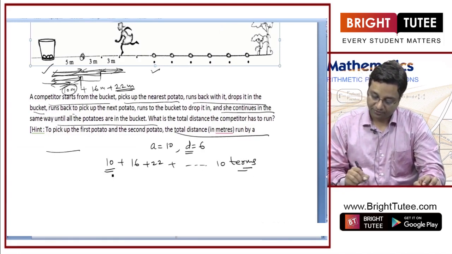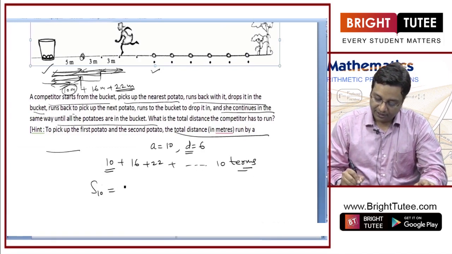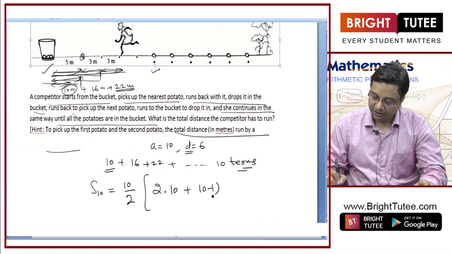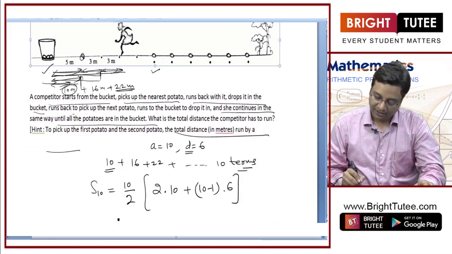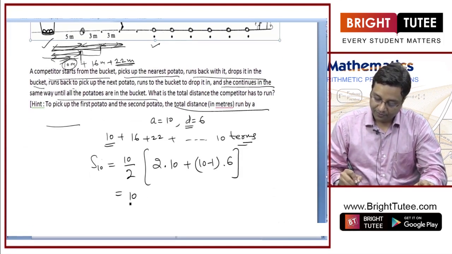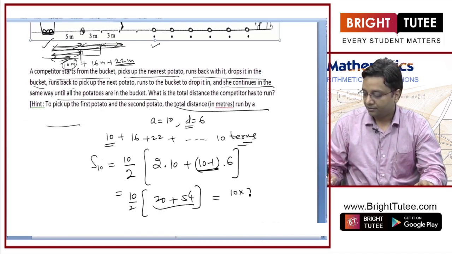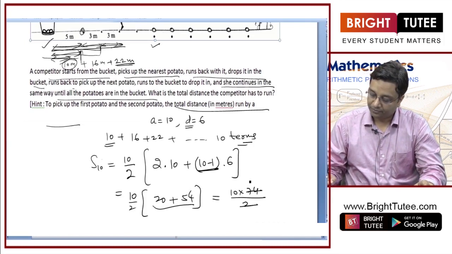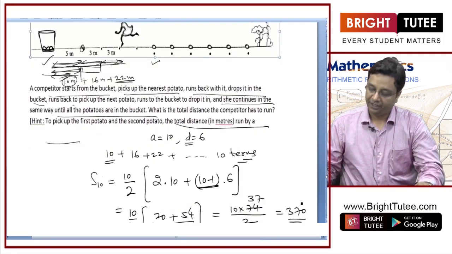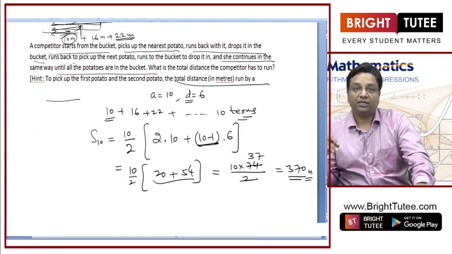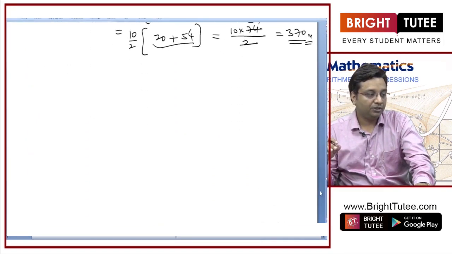So what is the total distance now? S10, right? S10 is equal to 10 by 2, twice of A, which is equal to 10, plus 10 minus 1 into the common difference, which is 6, right? So now 10 by 2, 20, this is 9 times 6, 54, so this will give you 74, 74 by 2. So the distance is 370. What is the unit? 370 meters. So this is the total distance that the competitor has to travel here.